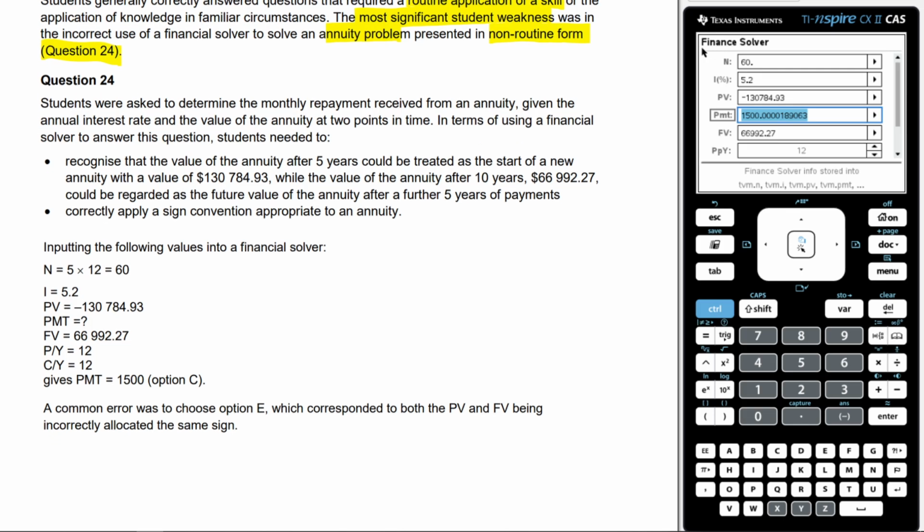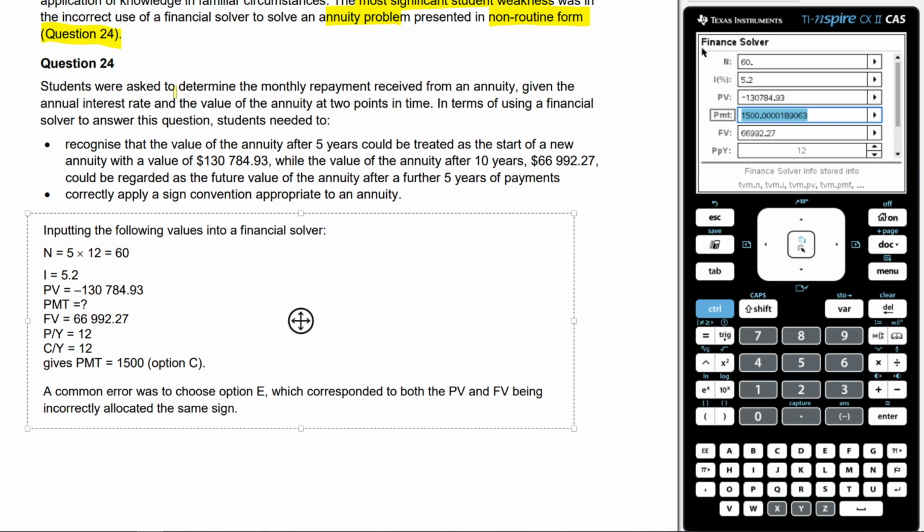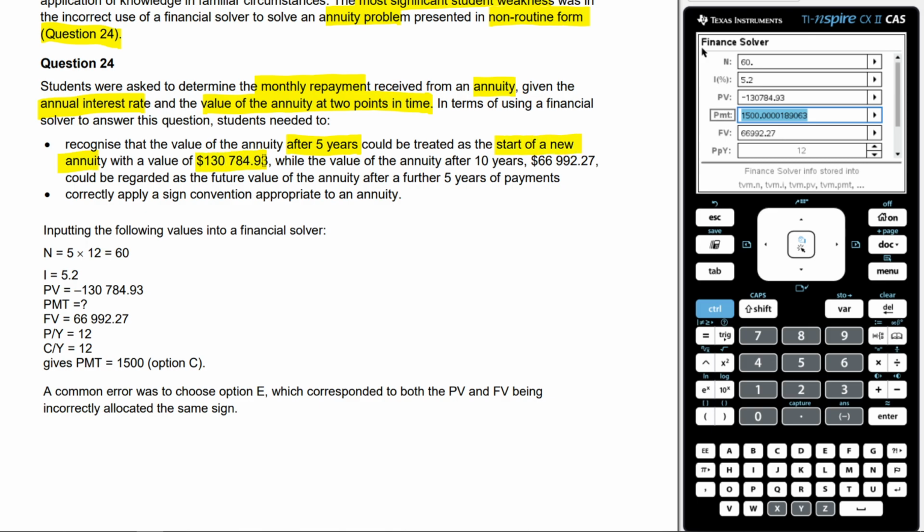So as you can see, they really point out this question. Students were asked to determine the monthly repayment received from an annuity given the annual interest rate and the value of the annuity at 2 points in time. In terms of using the financial solver to answer this question, students needed to recognize that the value of the annuity after 5 years could be treated as the start of a new annuity with a value of this much, while the value of the annuity after 10 years, this, could be regarded as the future value of the annuity after a further 5 years of payments. Correctly applying a sign convention appropriate to an annuity. What they mean here is, did you know that the present value was negative and the future value was positive?